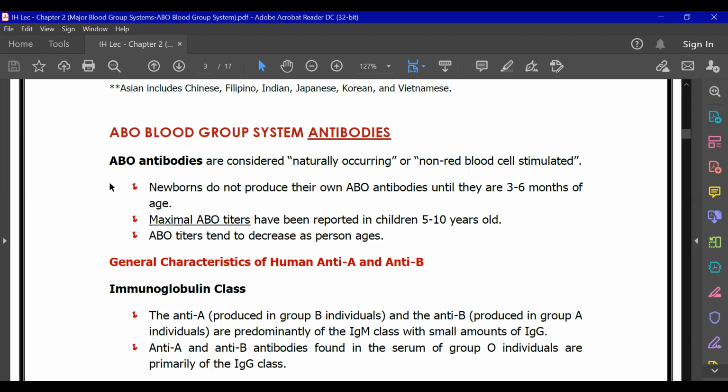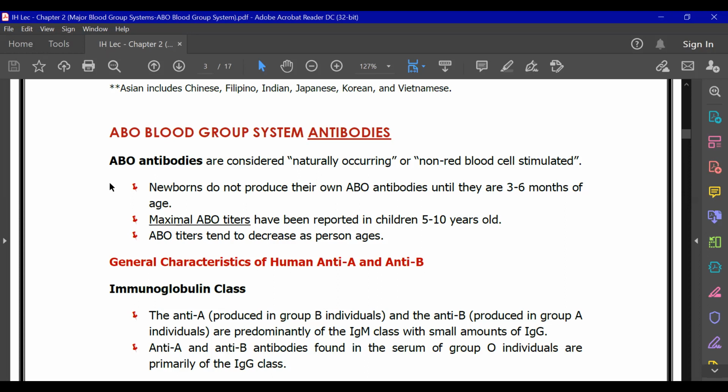So in here, newborns do not produce their own ABO antibodies until they are 3 to 6 months of age. And the maximum ABO titer has been reported in children aged 5 to 10 years old. So when we say titer, this is the quantity of your ABO antibodies. Okay, when we say titer, this pertains to the quantity or number or concentration of your ABO antibodies in your plasma or serum.